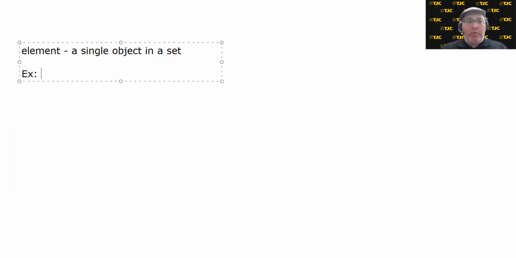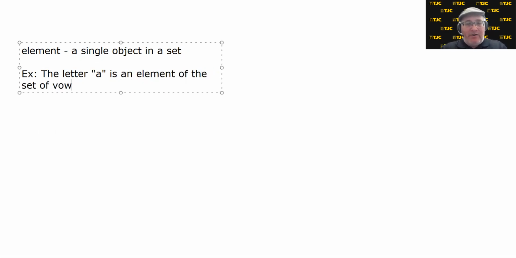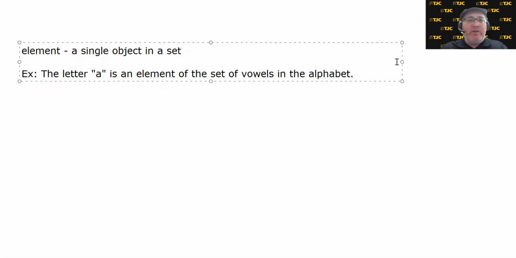For example, what's a good example of an element in a set? Let's say that the letter A is an element of the set of vowels in the alphabet. Of course, I mean the alphabet that we use when we speak and write English. So if we had all the vowels in the alphabet in our hands, the letter A would be inside of that set, it would be an element of that set.